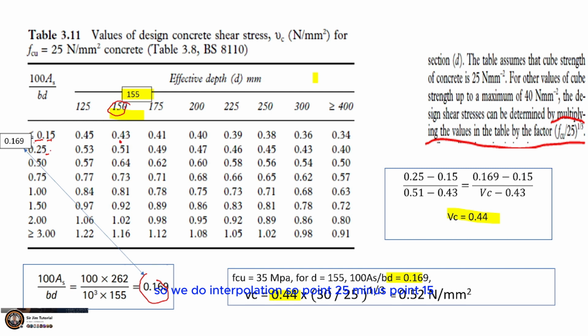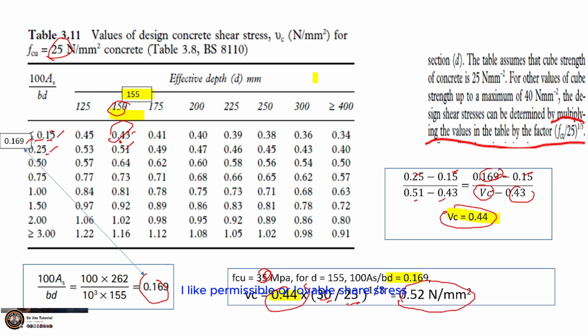So we do interpolation. So 0.25 minus 0.15, you have this one, and then 0.51 minus 0.43, you have this one. And the corresponding value at 0.169, versus 0.15, is VC, and then 0.43, which is this one. So we have calculated 0.44, but then again, as I said, we have to multiply it by 30 over 25, because this value of 0.44 is only when FCU is 25. But since our FCU is 30, we are going to divide 30 over 25. So this will be our permissible or allowable shear stress.